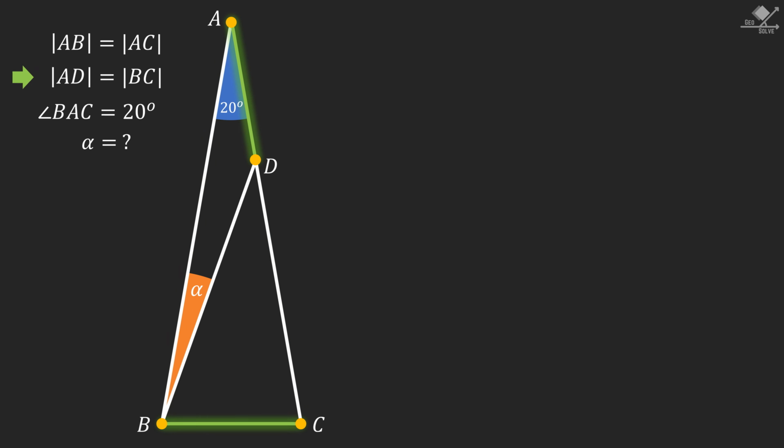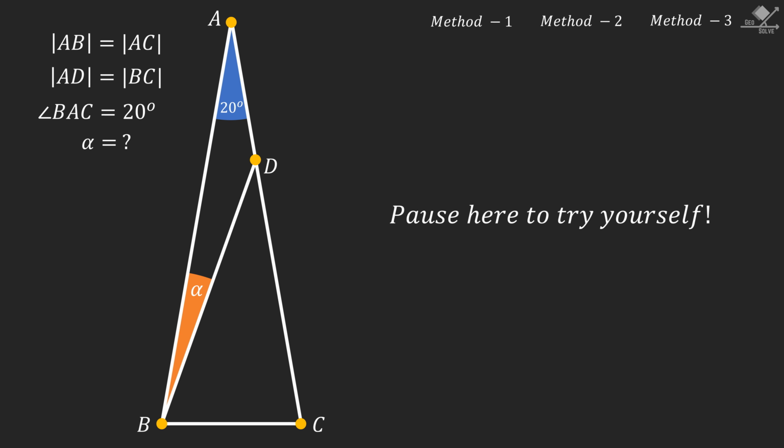Also, line segments AD and BC are given to be equal. The apex angle of the large triangle is given to be 20 degrees. And we need to find this angle alpha. I will solve the question in 3 different ways, and if you want to try it yourself before, pause here and come back for the solutions.